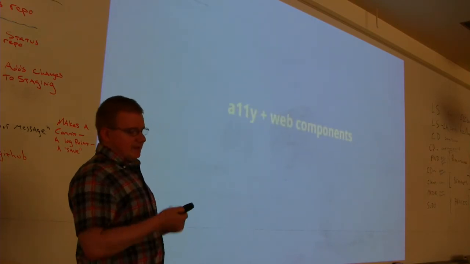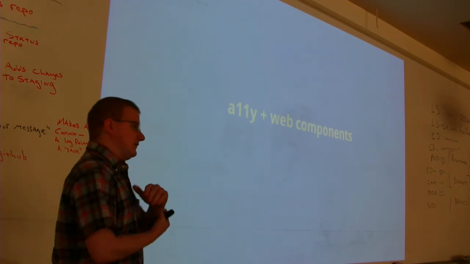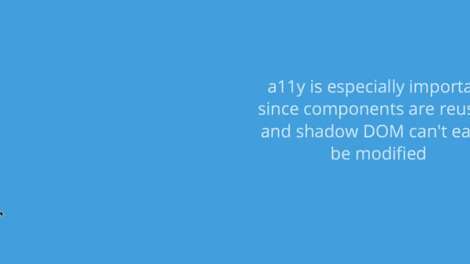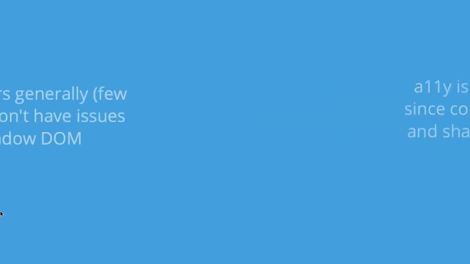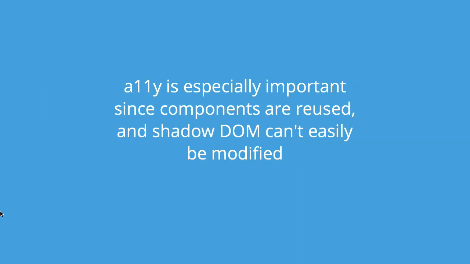All right, so accessibility plus web components. So far I've been mostly talking about accessibility in general, but I called out some of the shadow DOM points here. The good news is screen readers generally don't have issues with shadow DOM. There are a few screen readers that do right now, but they're mostly pretty solid. And accessibility is especially important with web components, I think, because components are reused, right? Shadow DOM can't be easily modified.